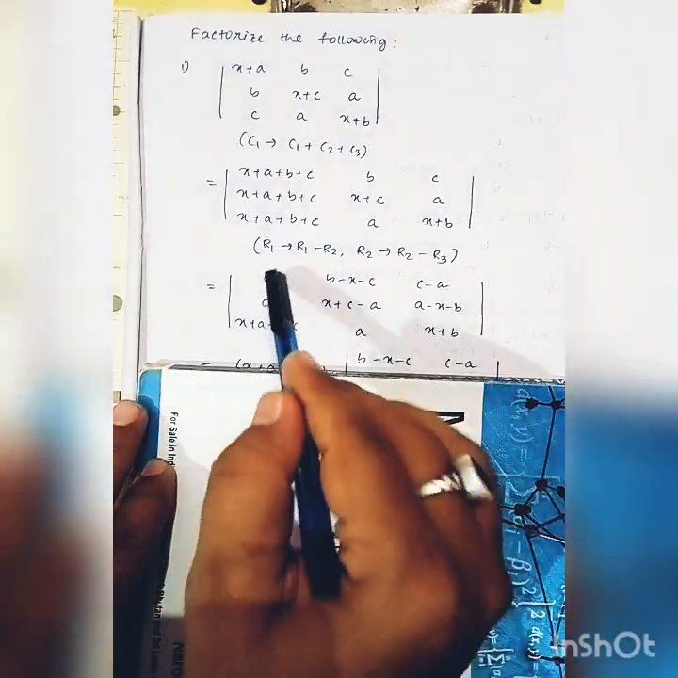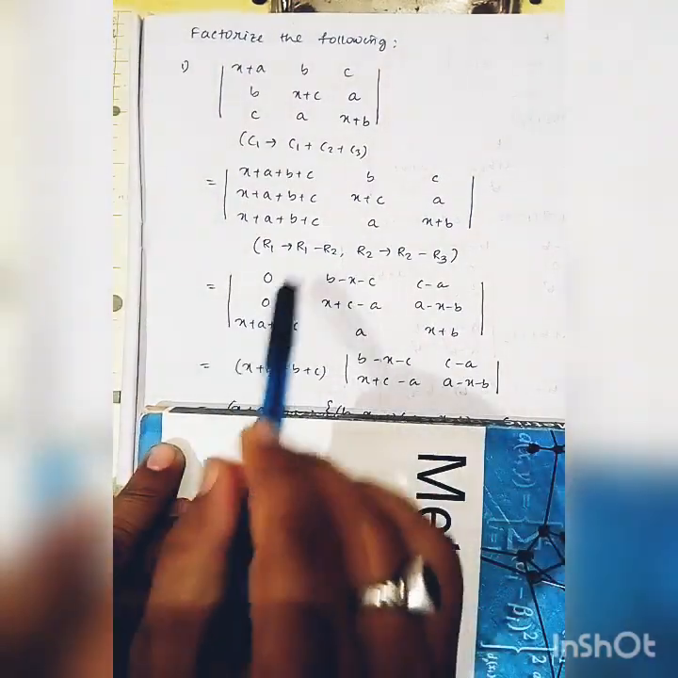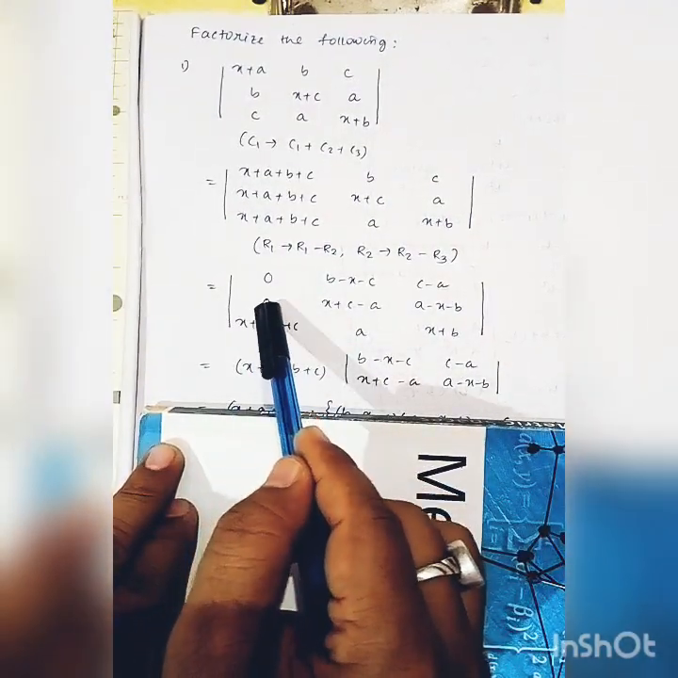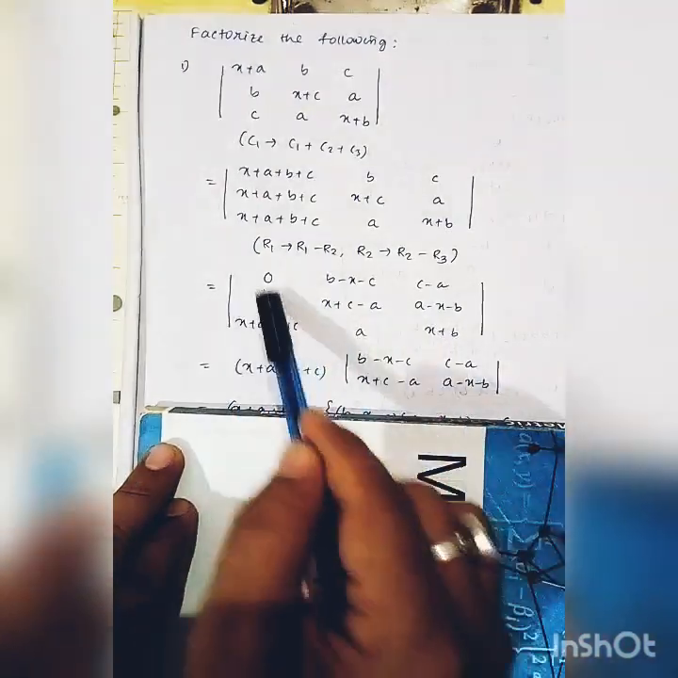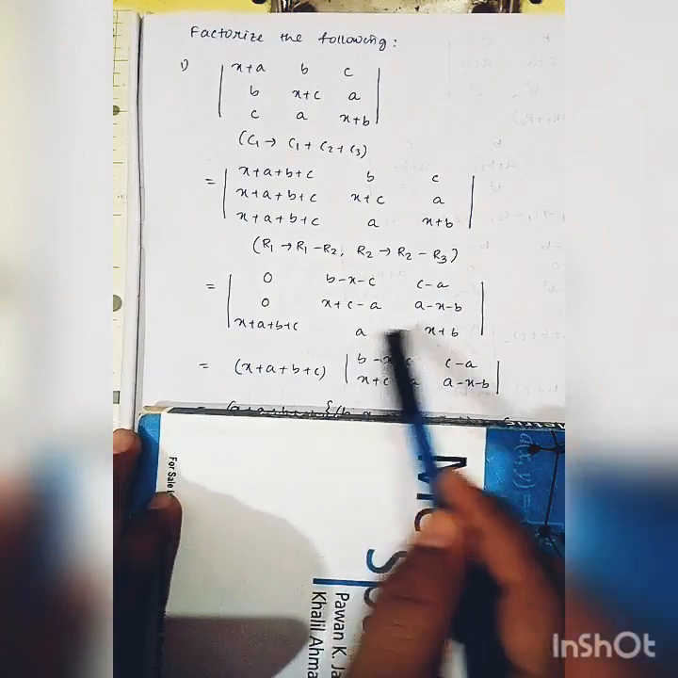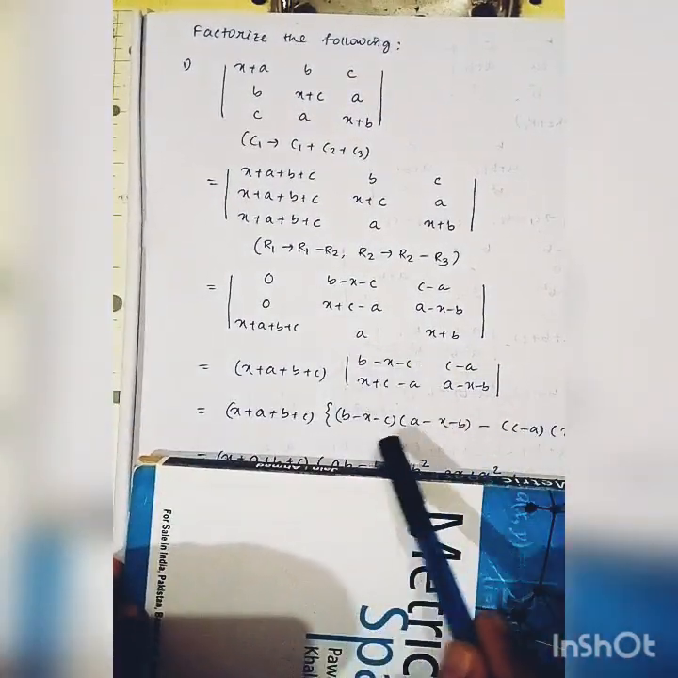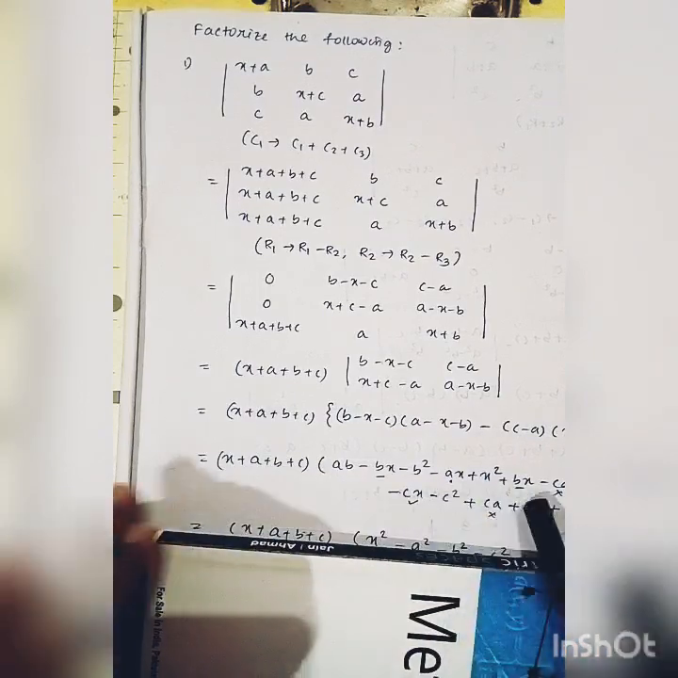Now by expanding this along the first column, here this row is 0. Now deleting the third row and first column, it is x plus a plus b plus c, and we get a determinant of order 2. Now multiplying these two, we get this.